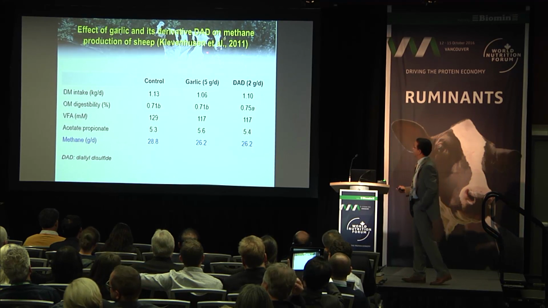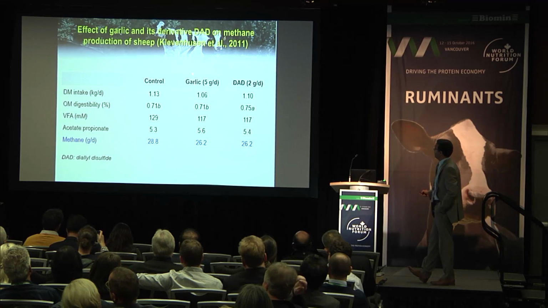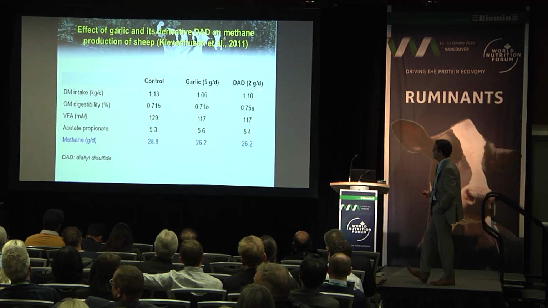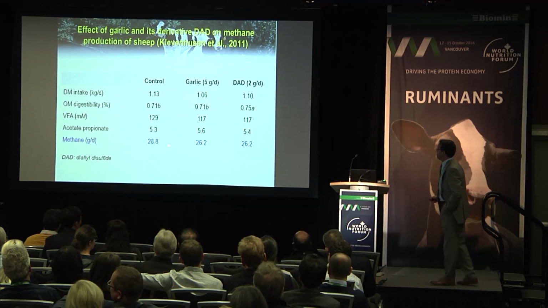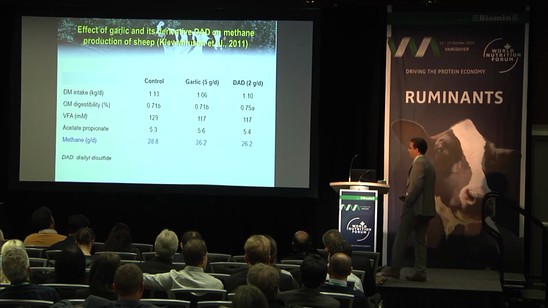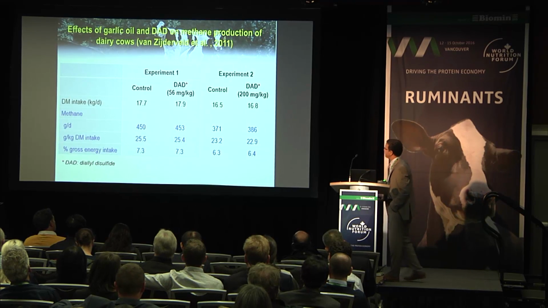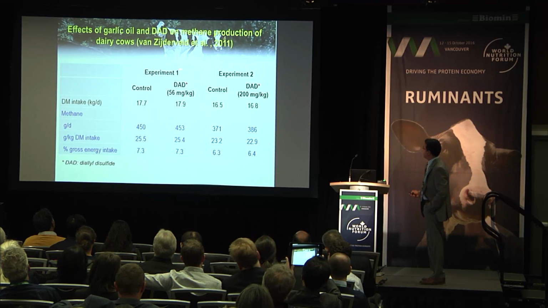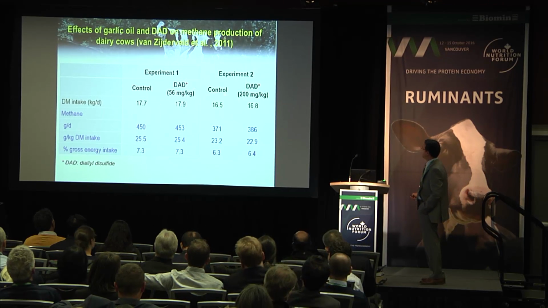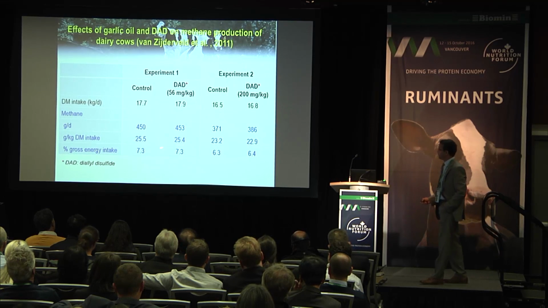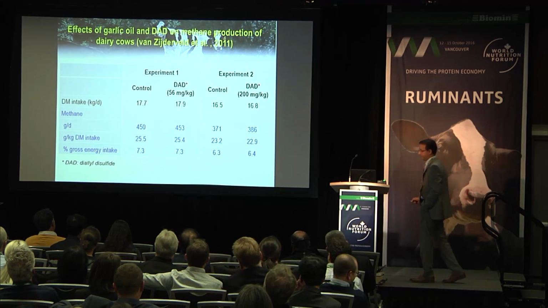Here you have a slide from Kloeven-Hussen et al. In sheep, of course, they fed high doses of garlic and DAD, 5 gram and 2 gram per day, and nothing happened on methane production or dry matter intake or digestibility or VFA concentration. The same observation was also made by a group from Wageningen University, where they tested 2 different doses of DAD, 56 milligram per day per kilogram and 200 milligram per kilogram, and again no effect was observed on methane production.